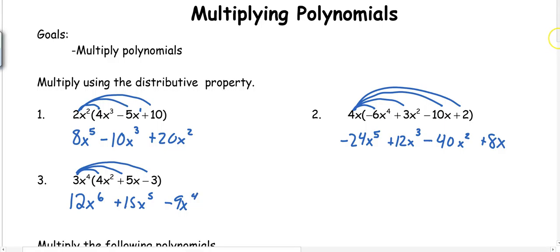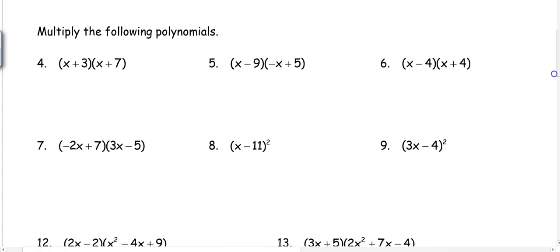Now let's look at multiplying binomials. So when we multiply binomials, there might be some combining after we multiply. So in the first case, I'm going times 7. We're going to do the distributive property twice with each thing that's in parentheses.